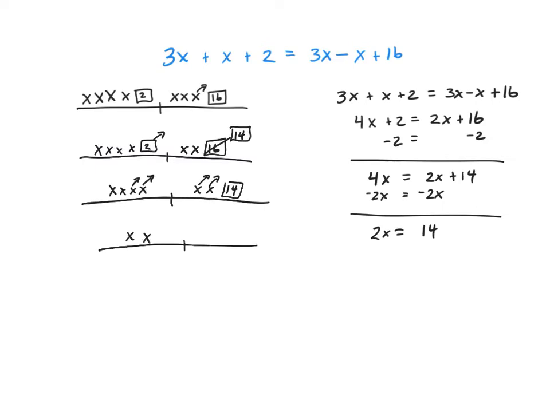And I can see that over here, 2x is 14. If 2x is 14, x is equal to 7. And I'm going to do the check just on the right-hand side. Go back to the original equation.